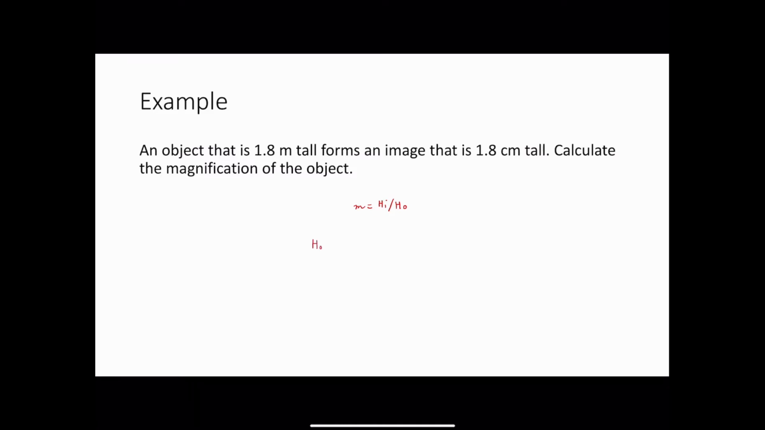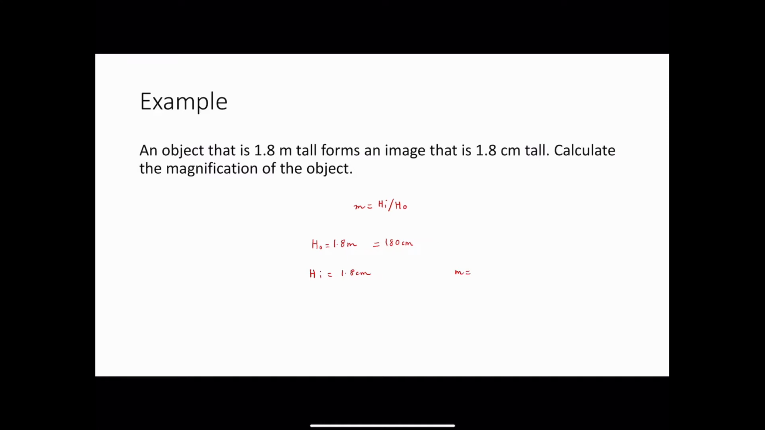So HO equals 1.8 metres. And HI is 1.8 centimetres. Okay, so this is where I need to decide, do I want to put everything into metres or do I want to put everything into centimetres? I'm going to turn 1.8 metres into 180 centimetres. And once I've got that, I'm going to plug that into my equation.